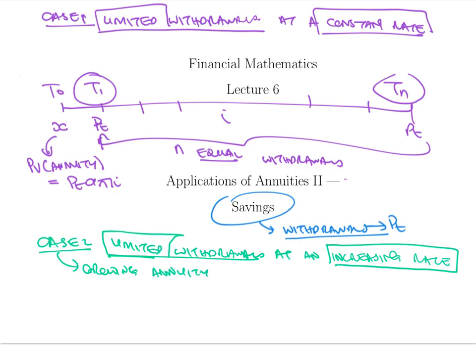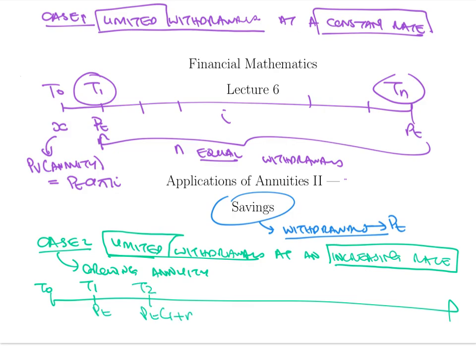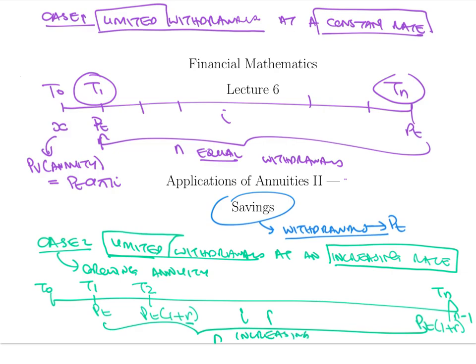So if I start at T naught, I make the first withdrawal at T1, and the second withdrawal at T2, but now this withdrawal is increasing at some growth rate. Up until Tn, I make a withdrawal of P times (1 plus r) to the n minus 1, where i is my interest rate and r is my growth rate. Do not forget that the period of the interest rate and the growth rate need to match the time period when I am making withdrawals. That still needs to happen. And how do I work out now the lump sum that I need to deposit in order to fund these n increasing withdrawals?